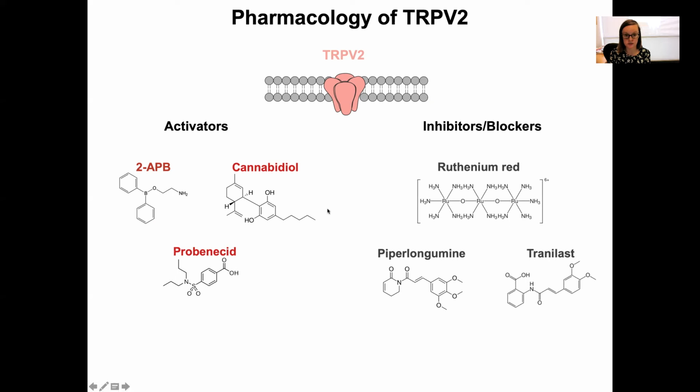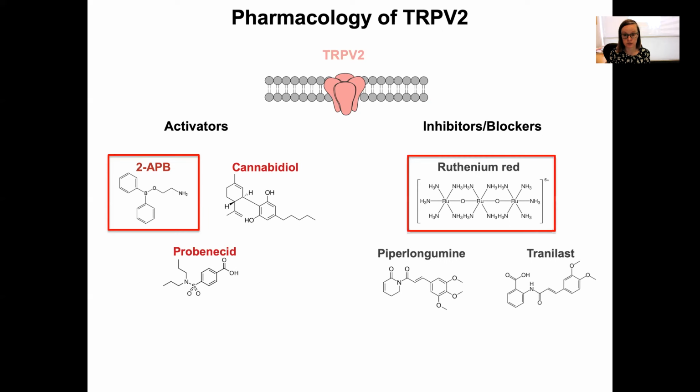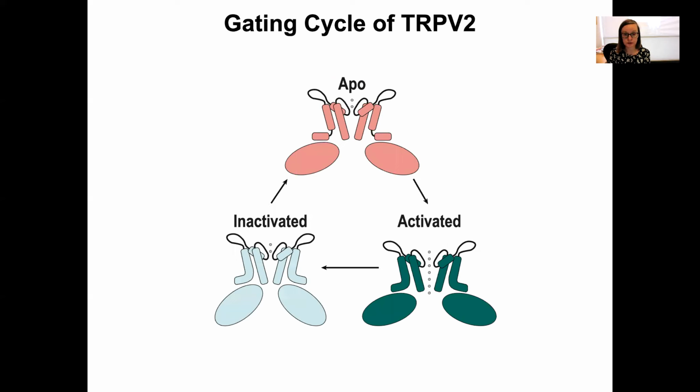In the case that I'm presenting, we focused on 2 compounds. One is 2-APB, which is an activator of TRPV2, and ruthenium red, which is a pore blocker of the channel. So we employed cryo-electron microscopy and tried to answer the question: using that technology, can we discover the whole gating cycle of the channel upon activation by one of those compounds? In this case, we will be using 2-APB.